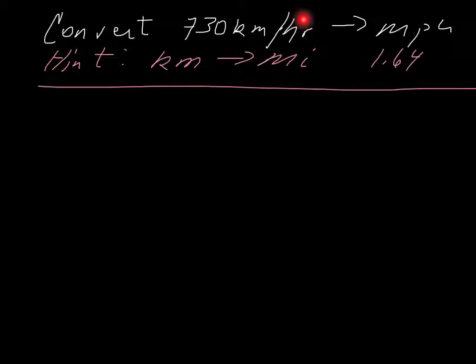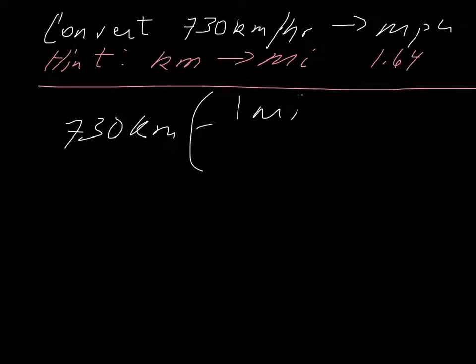Okay. So since we have hours here and hours here, it's not going to be so hard, right? So what do you think we should do? Any ideas? Can't you just forget about the hours altogether? Pretty much. So we got to convert kilometers into miles. How do we do that? You can multiply 730 by 1.64. So there's 1 mile in 1.64 kilometers, right? So now the kilometers will cancel.